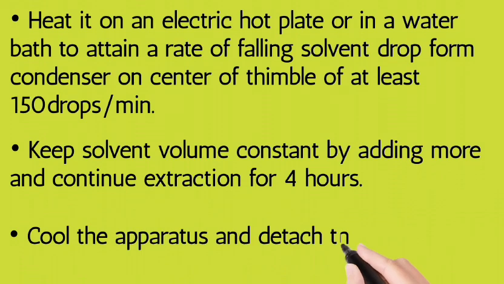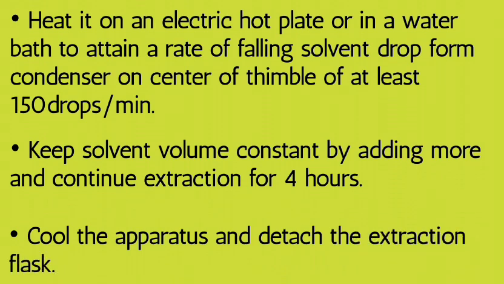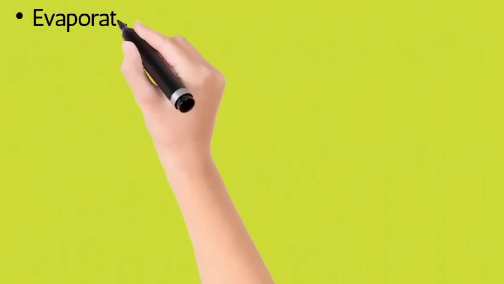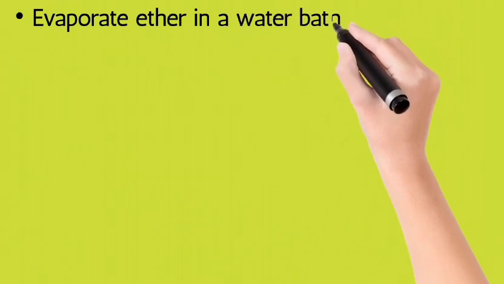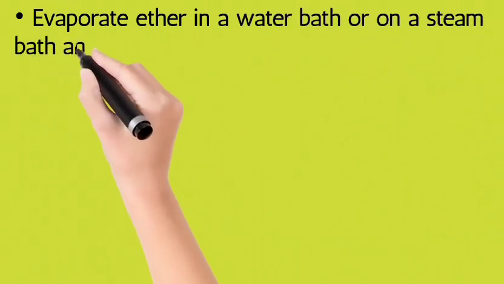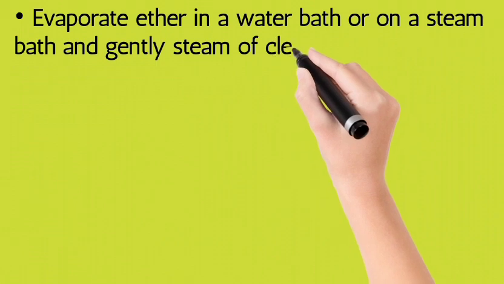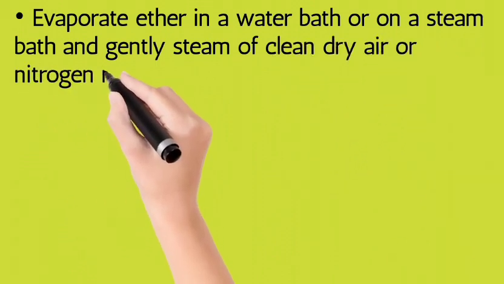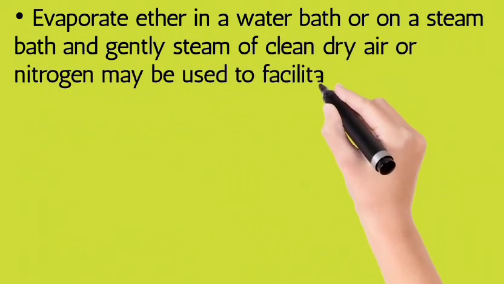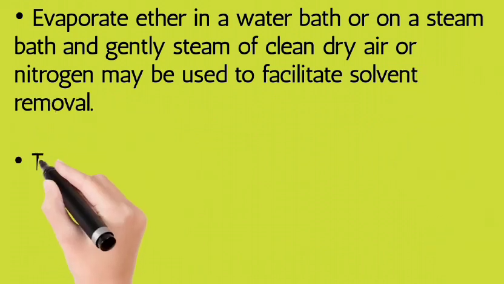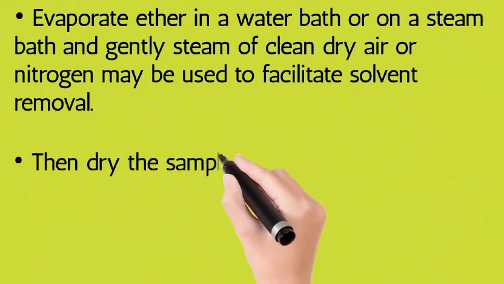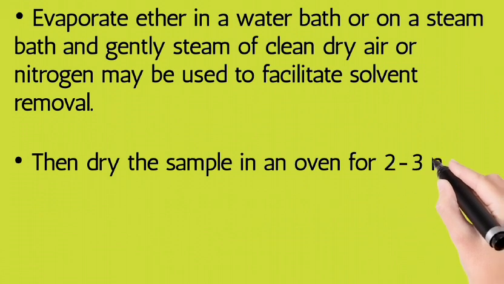Cool the apparatus and detach the extraction flask. Evaporate the ether in a water bath or on a steam bath, and a gentle stream of clean dry air or nitrogen may be used to facilitate solvent removal. Then dry the sample in an oven for 2 to 3 hours.